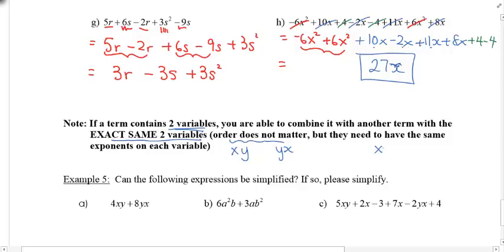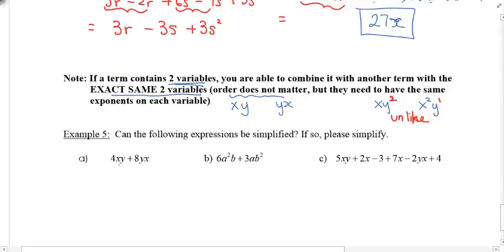But if I see xy squared versus x squared y, notice that the exponents on each variable are not the same. See, on the y squared here, you got a square. On the y over here, it's a 1. They're not the same. So in these two cases, these are unlike terms, and you cannot combine. Okay? So looking at example 5a, the question is, can the following be simplified? Then if so, do it.